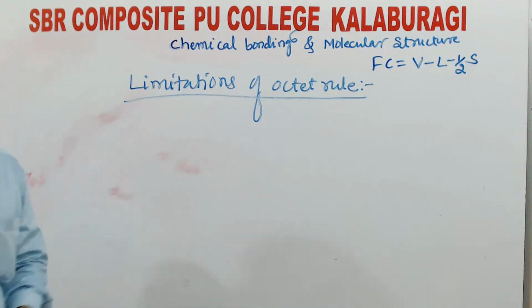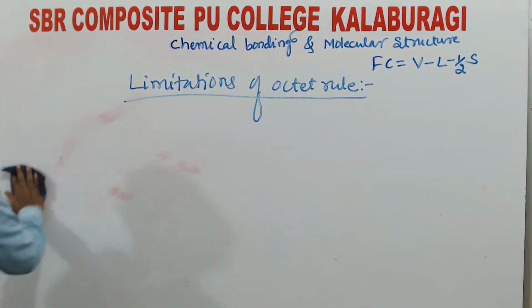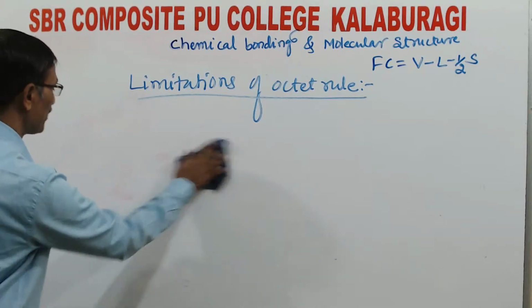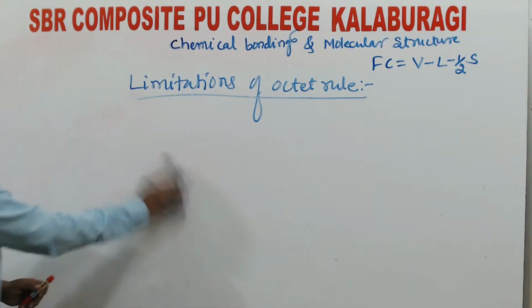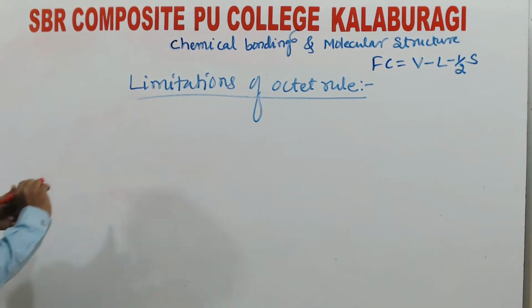Again, you may have some doubt. Though the octet rule is useful, it is not universal. Don't generalize it as the ultimate rule for the stability of a covalent molecule. So it is not universal. A few examples I will take.